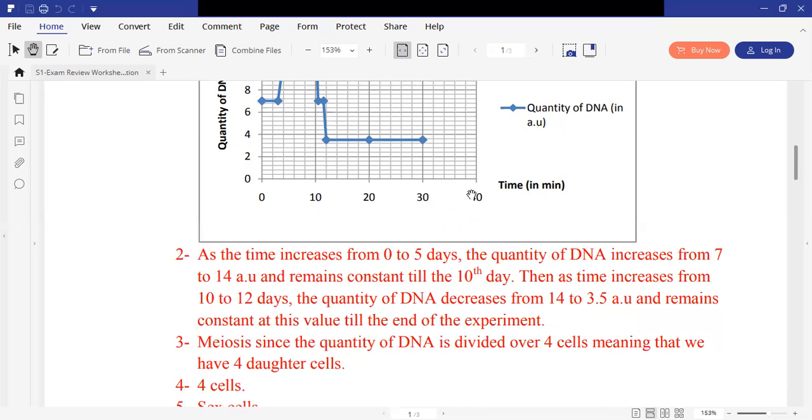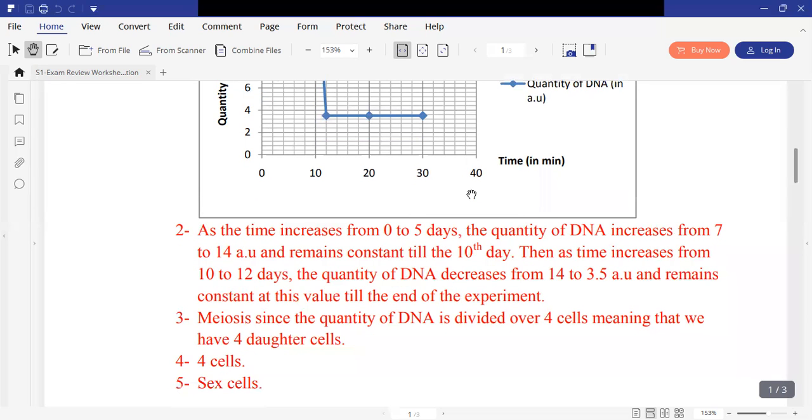What is the type of the cell division? The cell division: we have 14 AU, divided into 7, then divided into 3.5. So it is divided into 4 cells, meaning that this cell division is called meiosis. The number of daughter cells obtained: there are 4 daughter cells. In which type of cells does it occur? In the sex cells.